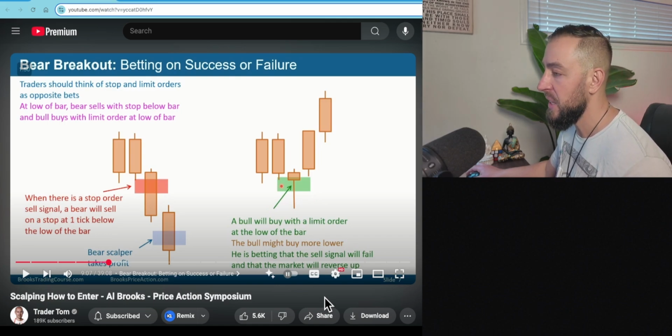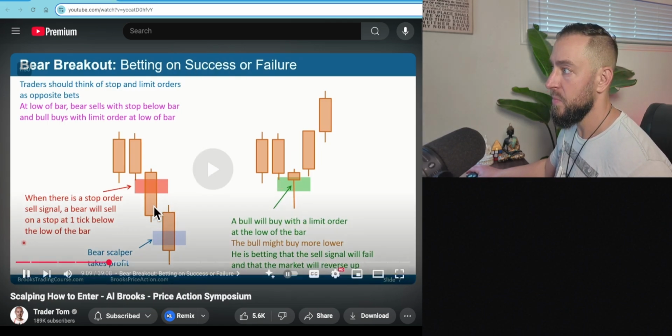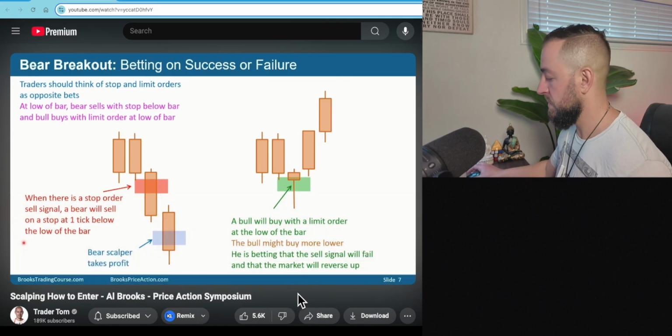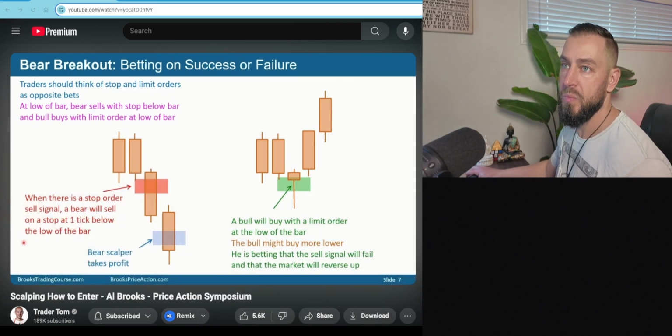Keep paying attention. A bull scalper looking to enter with a limit order will buy at the low of the prior bar, betting that the breakout below the bar will not go very far, and that the breakout will fail, and the market will reverse. So the bull will buy at the low of that bar, betting that the market will go up, and he can make a profitable scalp. For example, he might exit right there.